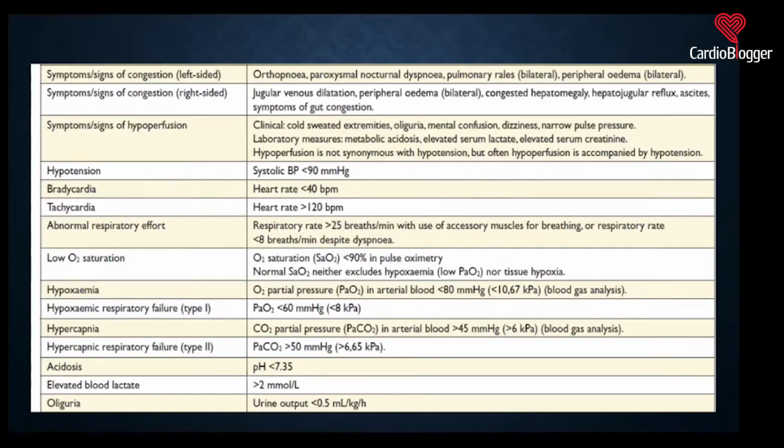Now the next is right-sided congestion, which is usually diagnosed by a raised JVP with prominent V waves, hepatomegaly, peripheral edema, congestive hepatopathy, and then the symptoms of gut congestion. Hypoperfusion is very important to diagnose, because sometimes we may not be able to diagnose it. So clinically, how do you diagnose it? You feel cold extremities, the patient has mental obtundation, urine output is low, and the pulse pressure will be narrow.